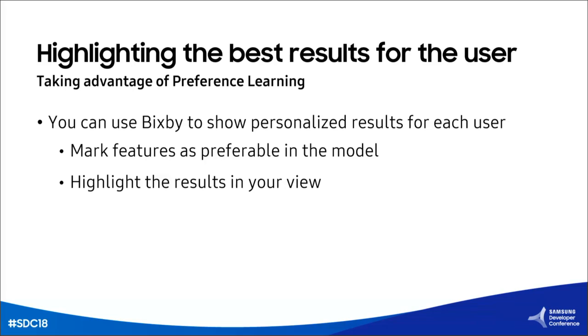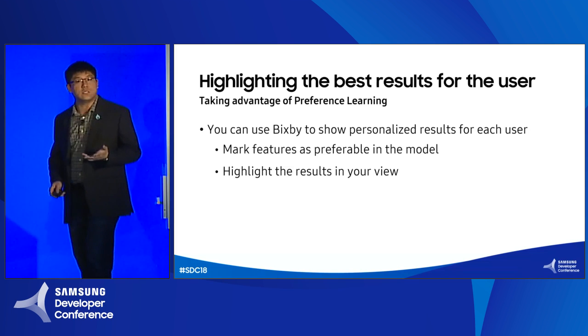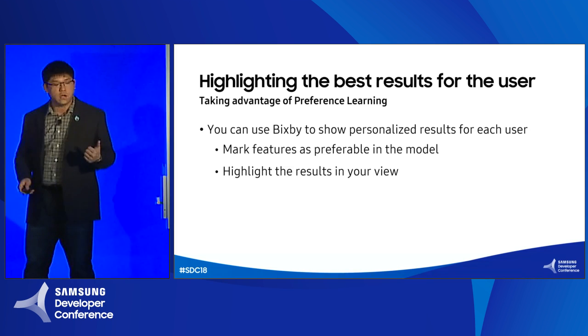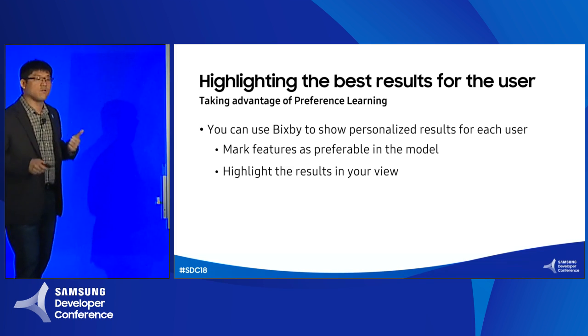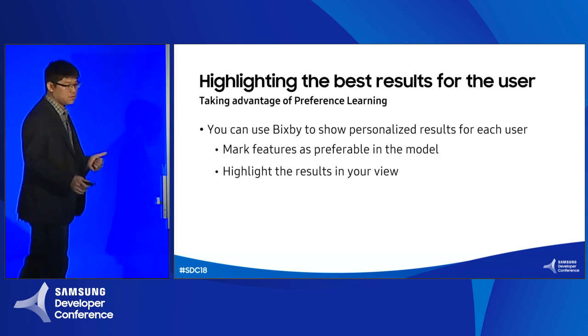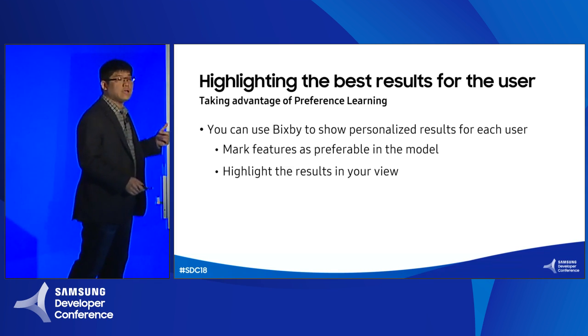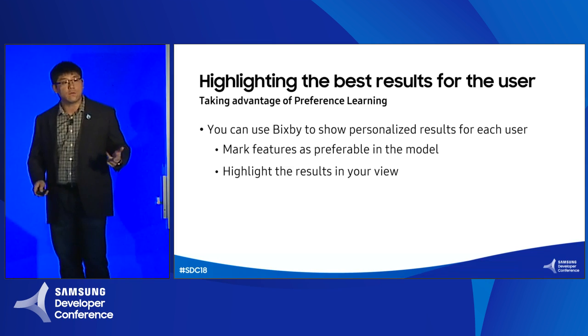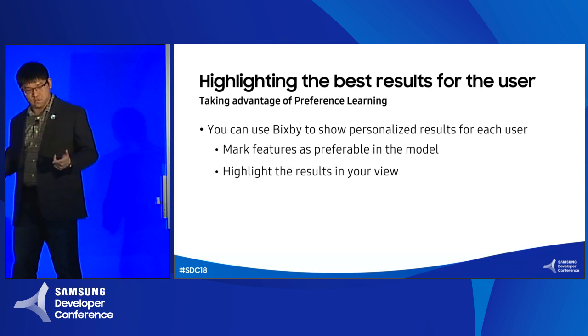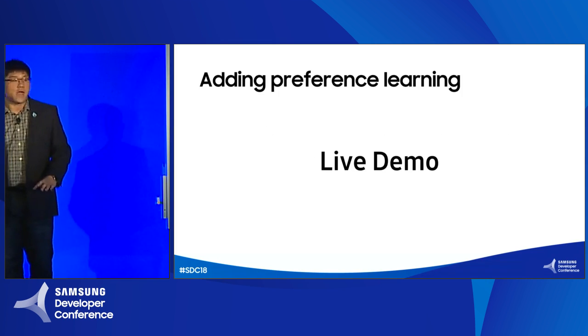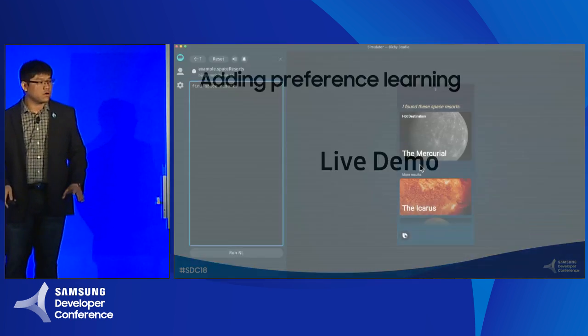You can use Bixby's machine learning to show personalized results for each user. It's 2 simple steps. 1, mark features as preferable in your models. And 2, highlight the results in your view. We'll jump back into the IDE to show you the coding part of this.